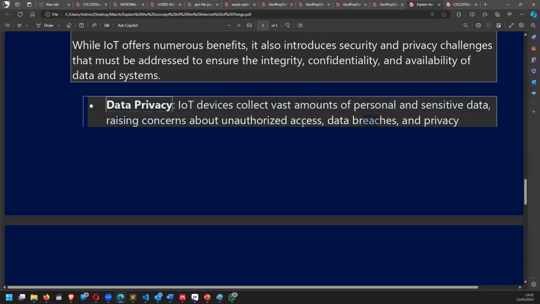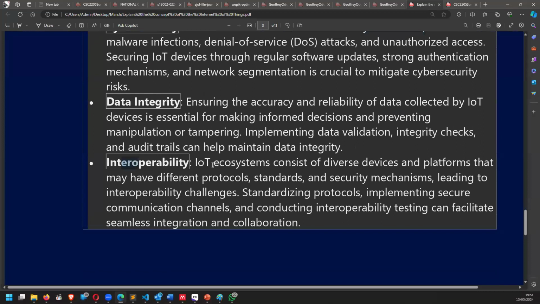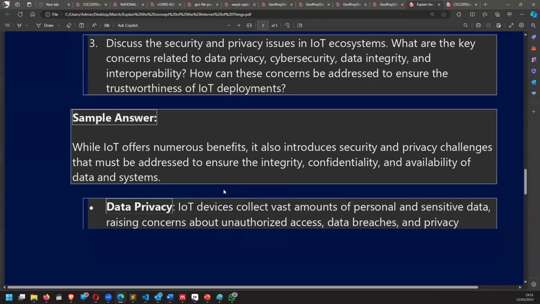Data privacy, you talk about it, security breaches, violations, cyber security, IoT is often vulnerable, denial of service, and then data integrity, ensuring the accuracy and reliability of data from IoT devices for making informed decisions and preventing manipulation or tampering. Like the audit trail. Interoperability: IoT ecosystems consist of diverse devices and platforms that may have different protocols, standards and security mechanisms, leading to interoperability challenges. Yeah, that is how you respond to that question.